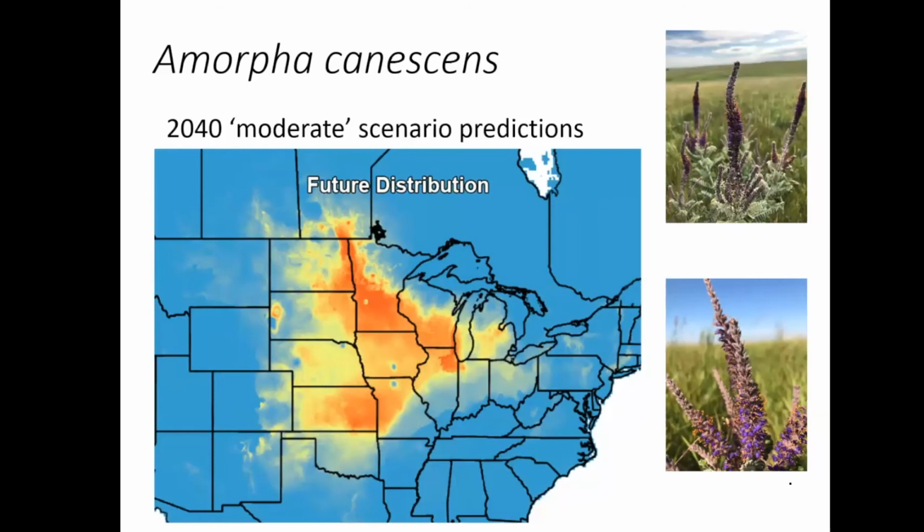Here I have another species, Amorpha canescens, or lead plant. And again, we can see that we had different climate variables explaining our climatic niche, but we still have some levels of range change. So not all species are responding the same to climate change.